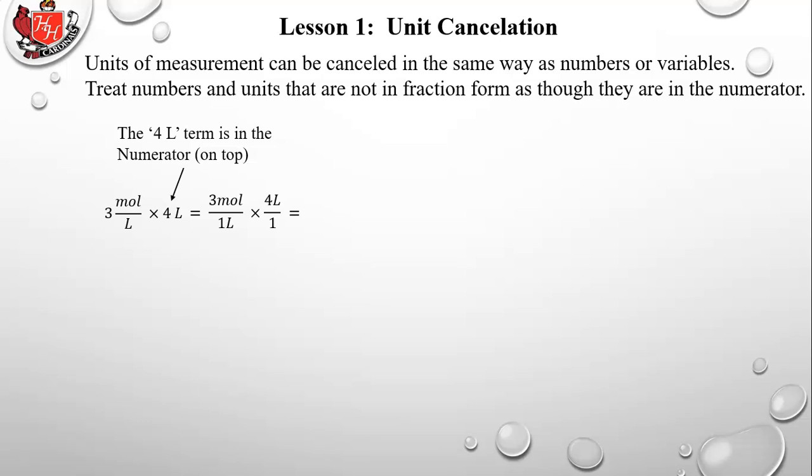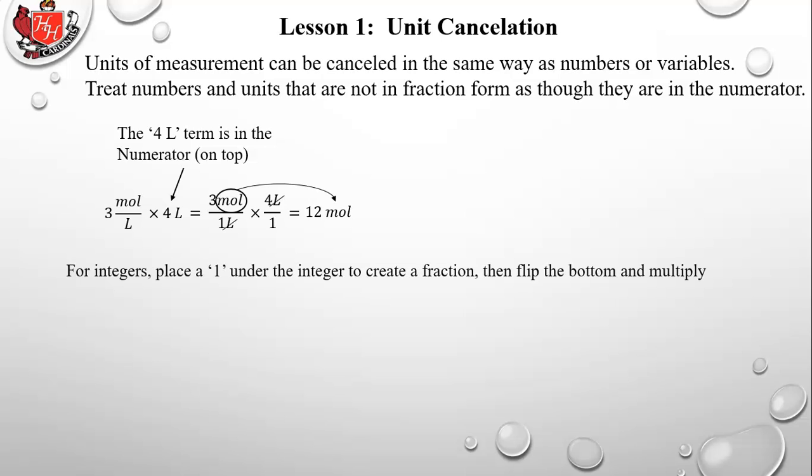And what you see is you're going to get 3 times 4 is going to be 12. But the liters cancels. You can cancel those just like we canceled numbers in the fractions. Or just like you could cancel the variable x in an algebra equation in math class. Okay, so the liters cancel, so the only thing you have left is moles. And so you get 3 times 4 is 12. Just go ahead and do the math, and it gives you 12 moles. So we can cancel units of measure like that. For integers, place a 1 under the integer to create a fraction, then flip the bottom and multiply.